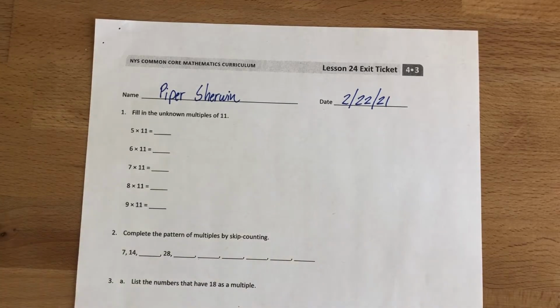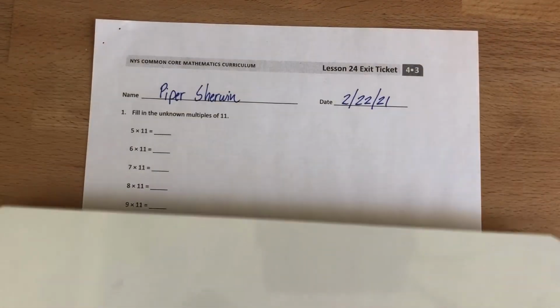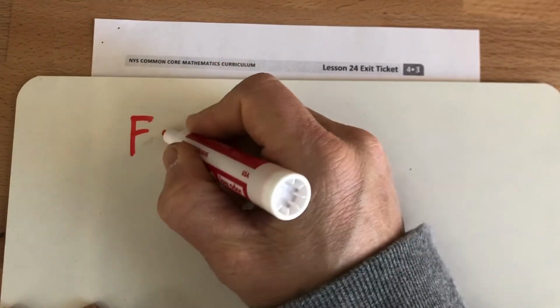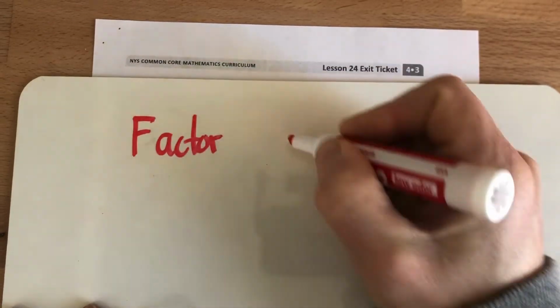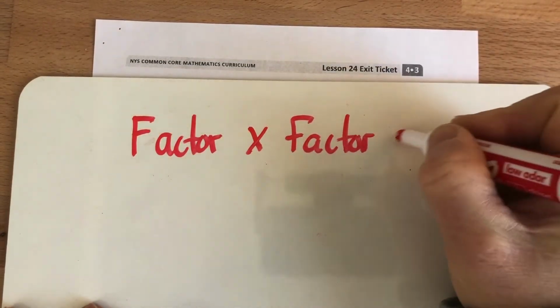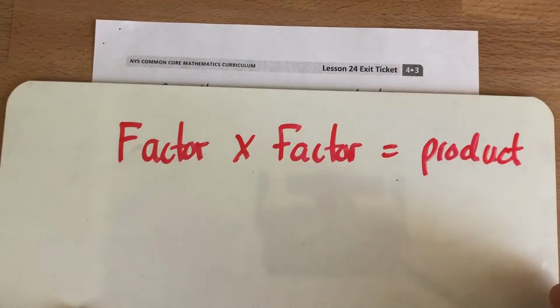Remember we were talking about composite numbers and prime numbers, multiples and factors. To shake the rust off a little bit, I just want to review with you what a multiple is versus what a factor is, okay? So a factor times factor equals product, okay? Right, so factor times factor.